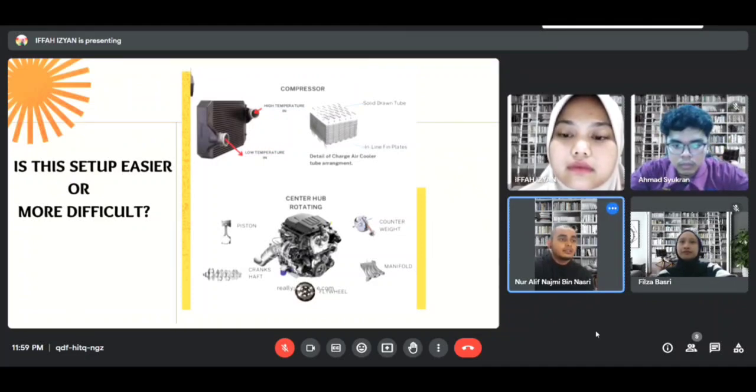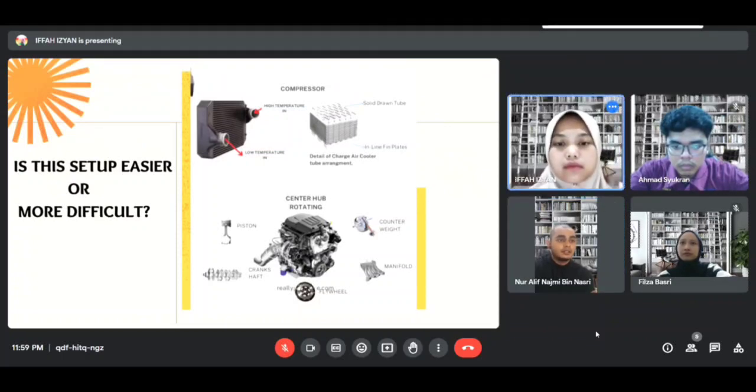The third part is the center hub rotating, which we call the engine. In the engine, it has five main parts. The first part is the piston, followed by the crankshaft, and then we have the counterweight, manifold, and flywheel.